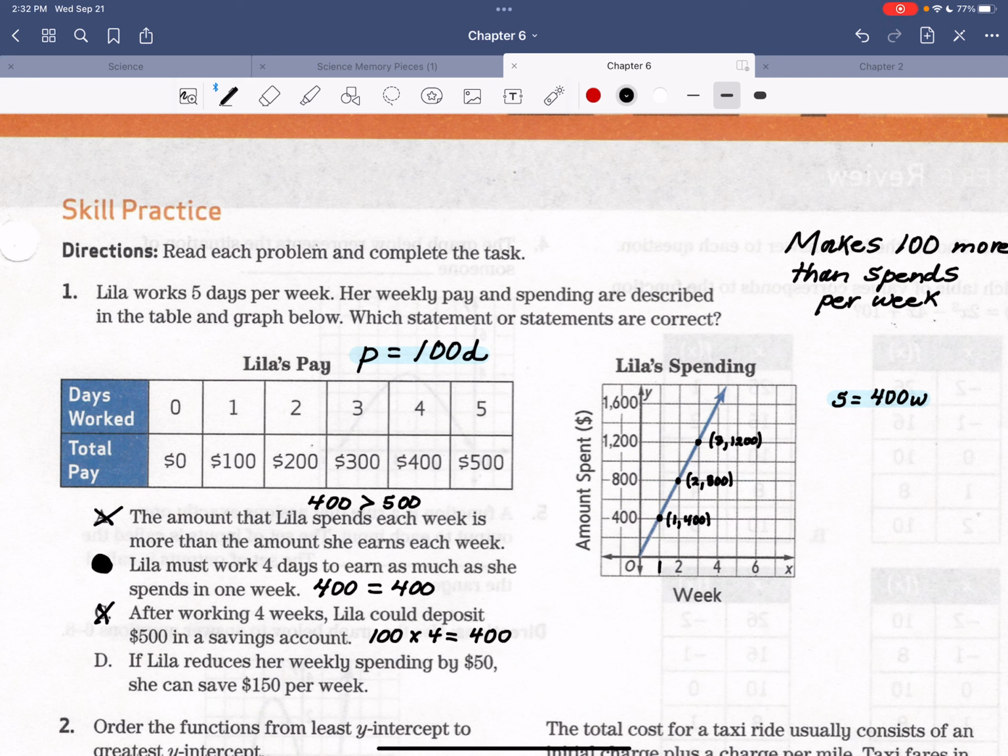If Lila reduces her weekly spending by $50, so 400 minus 50 is $350, she can save $150 per week. That is true, because if you take that reduced amount, the $350, and you take that from the $500 that she makes per week, that is going to be $150 per week. So I like B and D on this one.